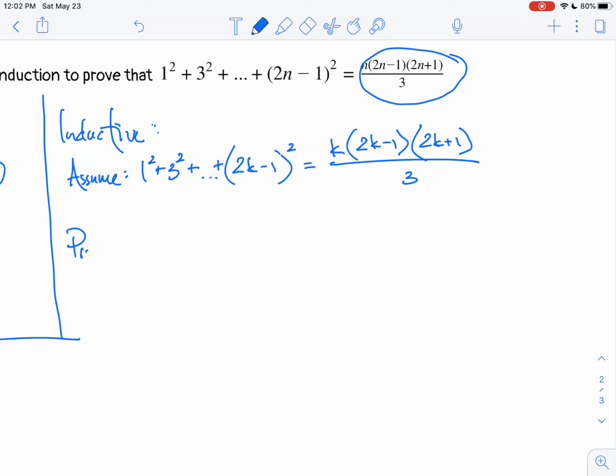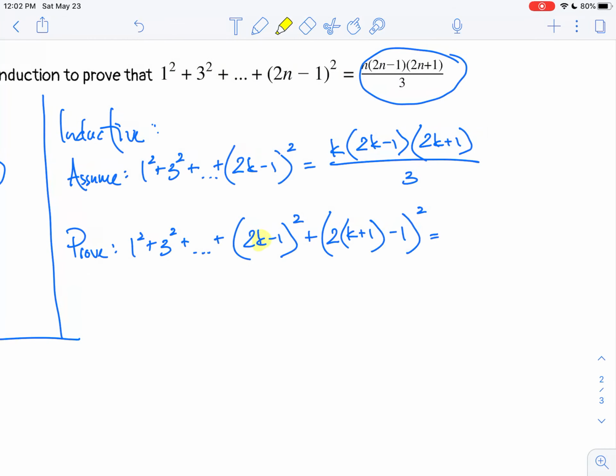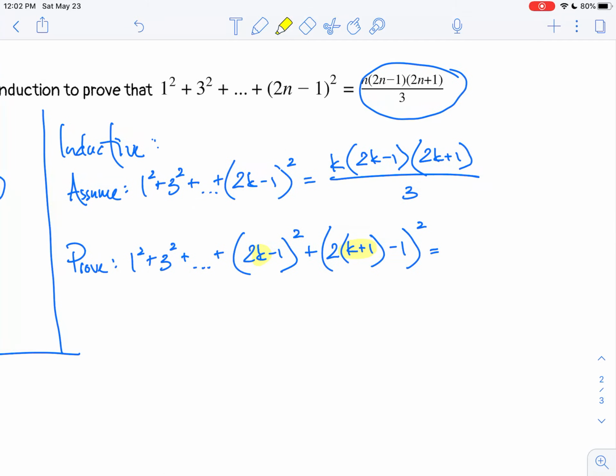All right, so we want to assume that's true, and we're going to use that to prove that 1 squared plus 3 squared plus ... plus (2k minus 1) squared plus the next term, which will be (2 times (k plus 1) minus 1) squared. Okay, so everywhere there was a k, I put k plus 1, all right? And I want to show that same thing on the other side. Everywhere I see a k, I'm going to plug in a k plus 1.